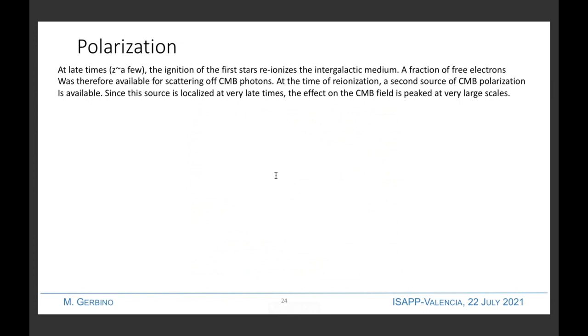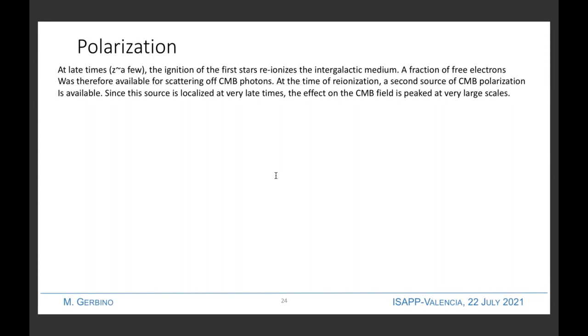Finally, another epoch during the evolution of the universe where polarization can be sourced is an epoch which is more or less similar to the time of recombination, but it happens much later in time, so at very, very low redshift, redshift of order a few, while recombination is happening at redshift of order 1100. This epoch is the so-called reionization epoch, when the first stars in the universe ignited, and the radiation that they emitted was energetic enough to reionize the neutral intergalactic medium that was around at that time. So there is another epoch in the universe where we have a bunch of free electrons going around, and CMB photons can scatter off these, again, free electrons.